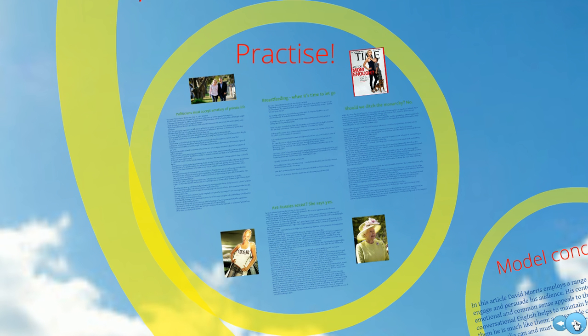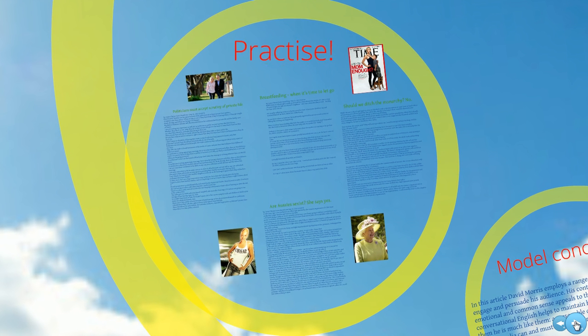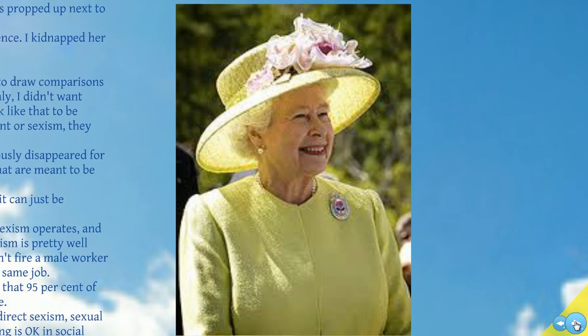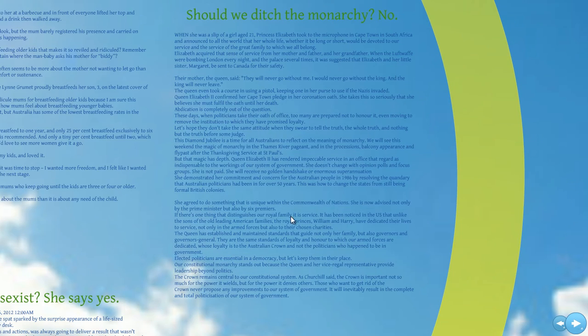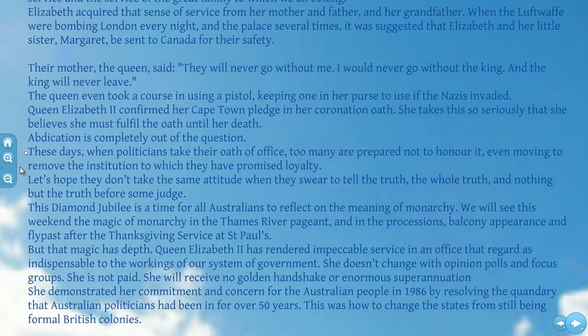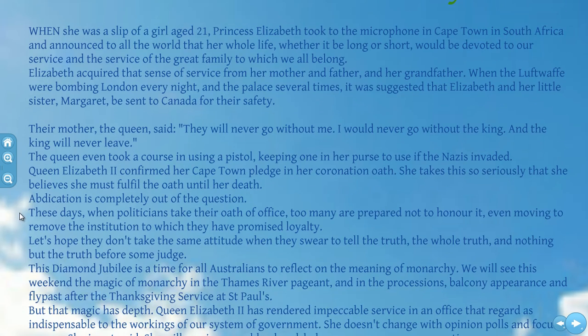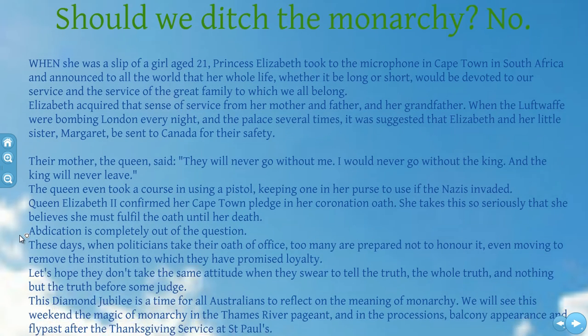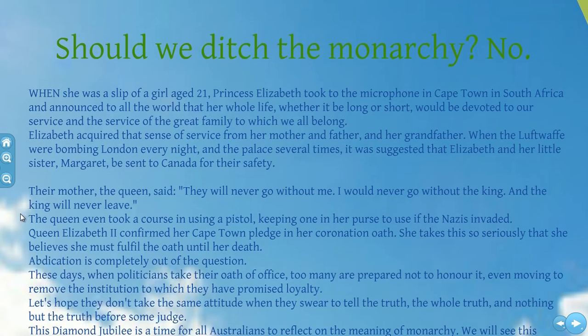Now some articles for you to practice on. This one about the Queen. This is the other side of the coin here. So should we ditch the monarchy? No. I'll just scroll through this and you can pause it as you see fit. So again, you're looking for the issue, the contention, tone and style to begin with, and then picking out quotes with particular techniques and evidence.